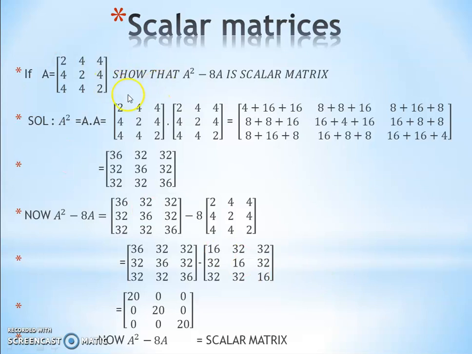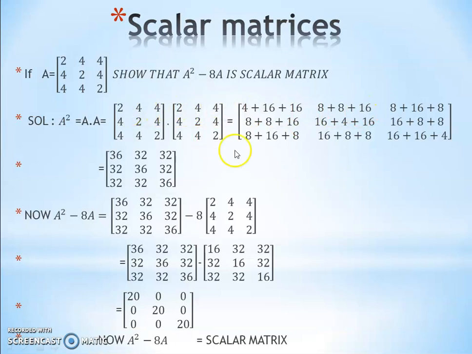Now the scalar matrix we have to perform that way. A is equal to 2, 4, 4, 4, 2, 4, 4, 4, 2. Show that A square minus 8A is a scalar matrix. So we have to find first A square. Same matrix multiplied with the same. 2 into 2, 4. 4 into 4, 16. 4 into 4, 16. 2 into 4, 8. 4 into 2, 8. 4 into 4, 16.